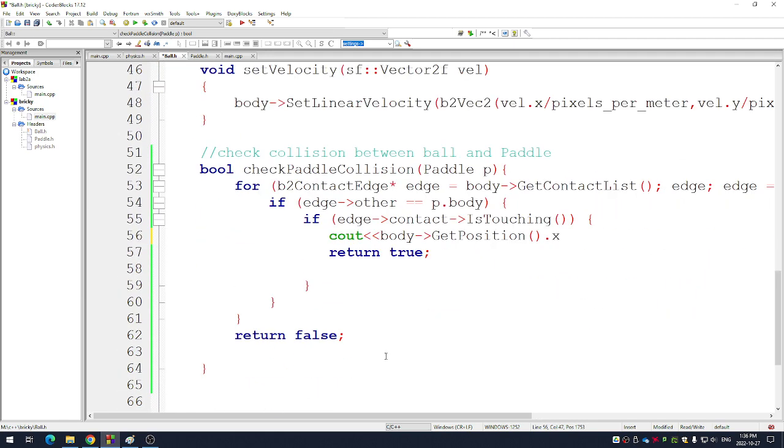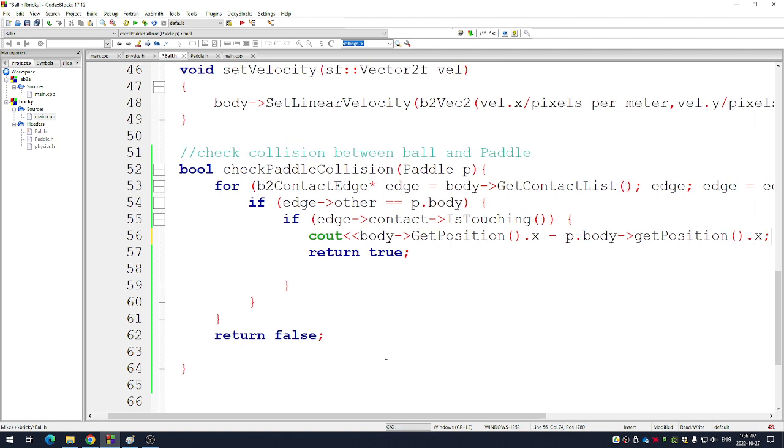I'm going to get the body's X position, and I'm going to subtract from that the paddle's X position. So P is the name of the paddle, but it has its own body, so dot body. Oops. And then I'm going to do the arrow for that one. So it's going to return the box 2D position. Now this doesn't auto type, which is kind of a bummer.